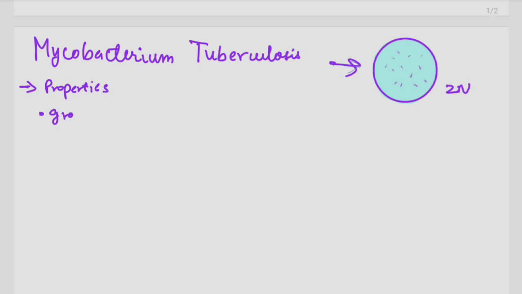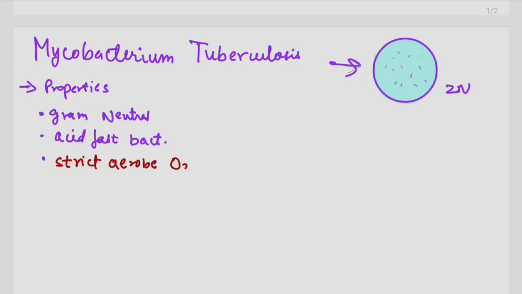It is gram neutral, so we cannot use the gram staining method to identify it. But we can use the acid fast stain, so it's an acid fast bacteria. Another thing is it is a strict aerobe, so it requires high oxygen. It is also called Koch bacillus or tubercle bacillus.